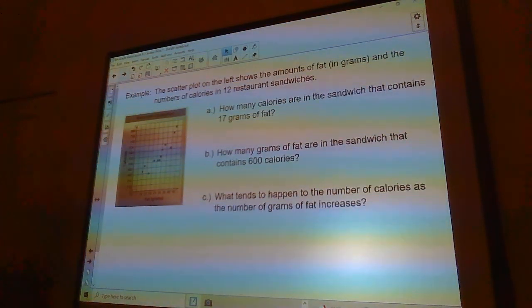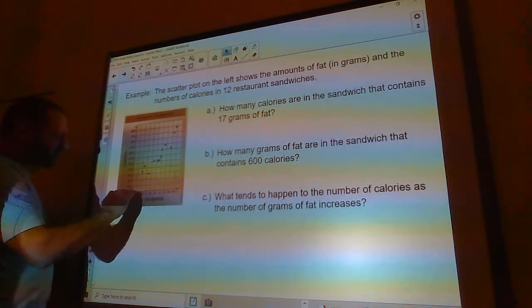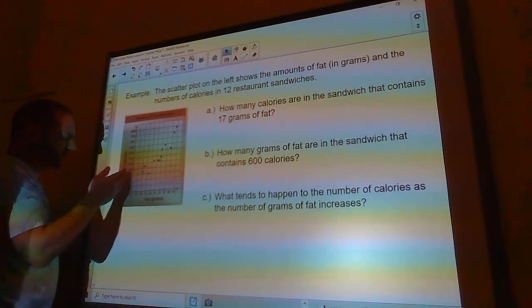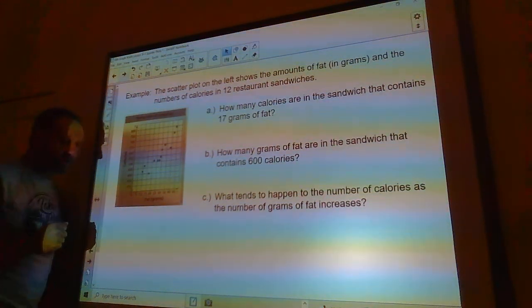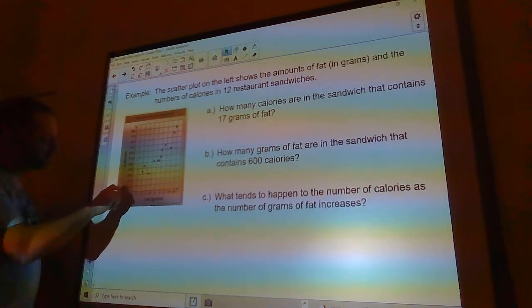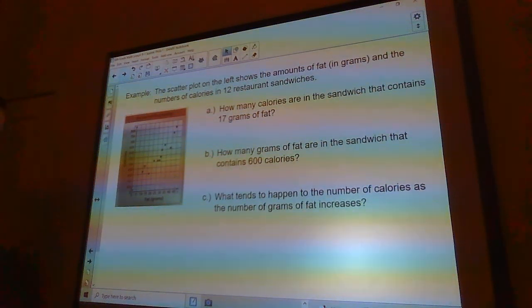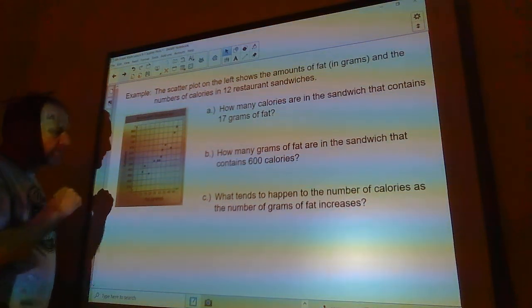All right, here's a nice simple one. The scatter plot on the left shows the amount of fat in grams and the number of calories in 12 restaurant sandwiches. Okay, so you've got the fat across the bottom, and you've got the calories up the side. Notice I've got this quick little zigzag right here. They jump straight from 0 to 300, so you don't have to put the numbers below 300.